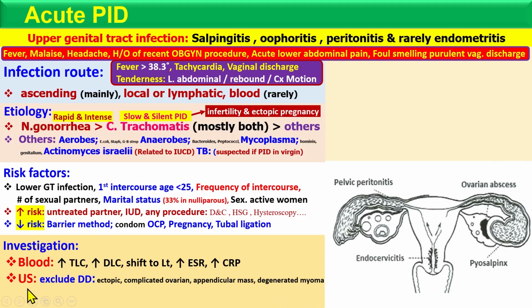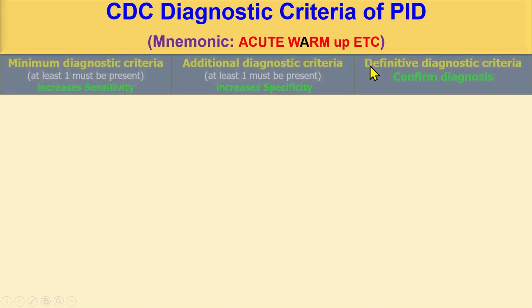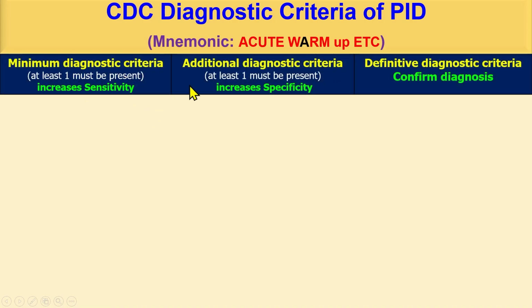So you can check it by ultrasound. To confirm your diagnosis, if you are still suspicious, then you go for laparoscopy, which confirms your diagnosis. There are also CDC criteria which define how you diagnose PID. I have created a mnemonic, which is "acute, warm up, etc." Let's see. There are minimum diagnostic criteria, additional diagnostic criteria, and definitive diagnostic criteria.